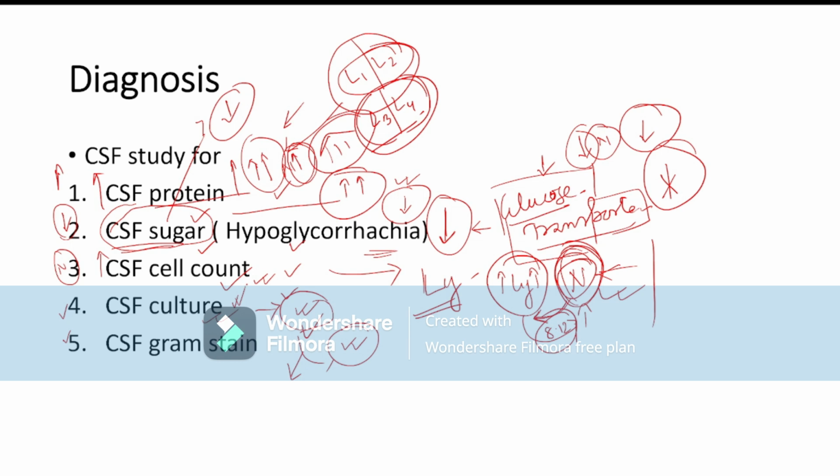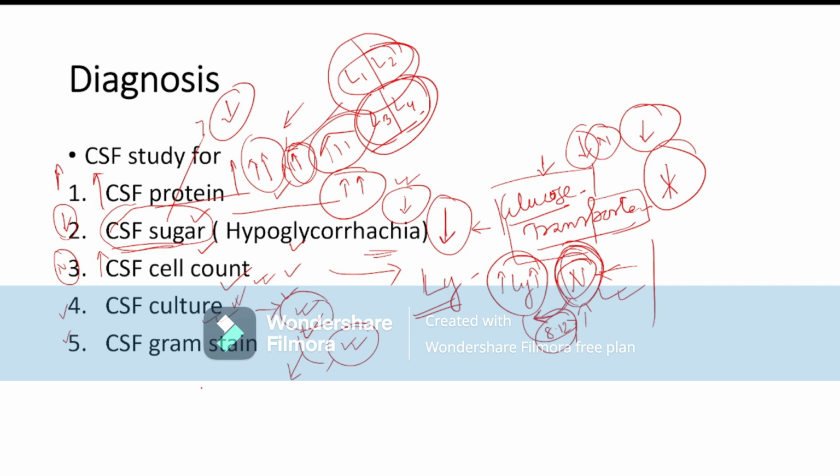So these are all tricky questions asked in all India MCQs, and we also see them in day-to-day practice. So if there is a partially treated meningitis, we always see the protein, sugar, and counts. If the protein, sugar, and counts are abnormal and the culture is negative, we still think the child is suffering from meningitis.